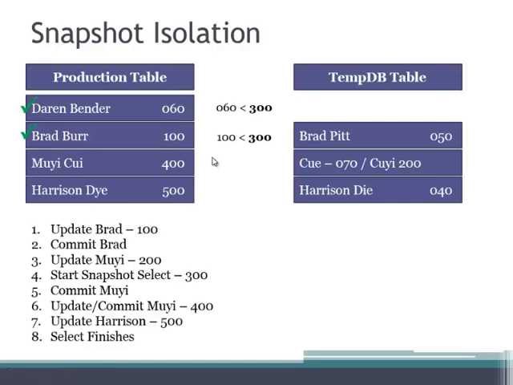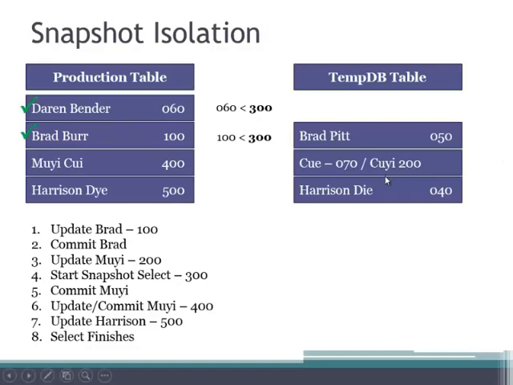Now, when it gets to Mui, it gets a little more complex because there are two updates for Mui, so there are three IDs we need to compare. SQL Server is going to use two criteria. First, it's going to look for the update that has the largest value that's less than our transaction ID. So the 400 is automatically thrown out because it's greater than 300. And the larger of the two updates in TempDB is the 200.